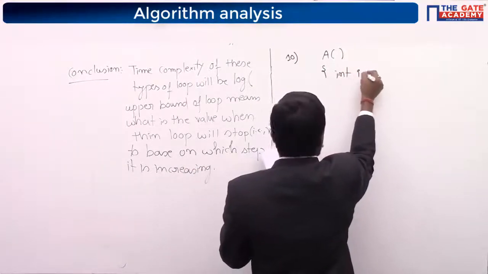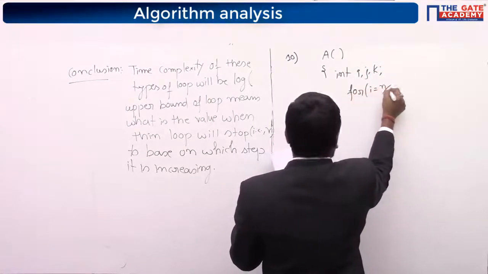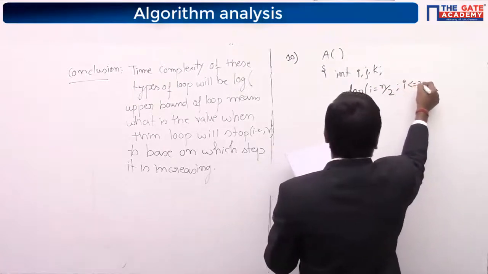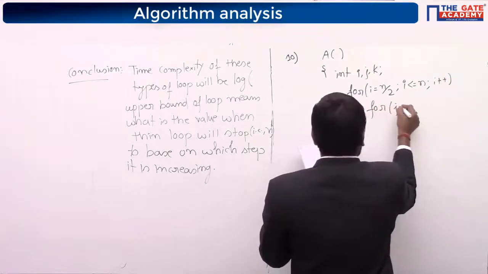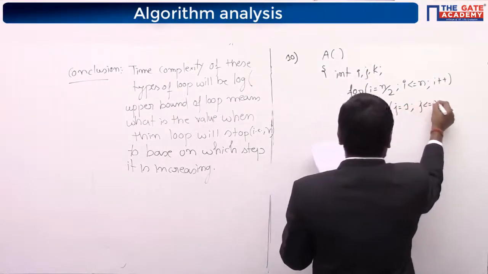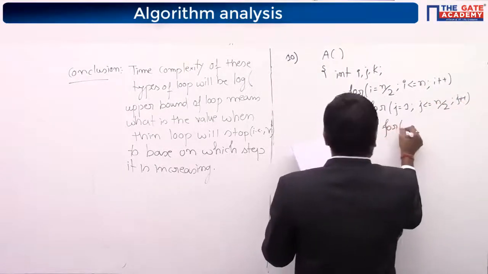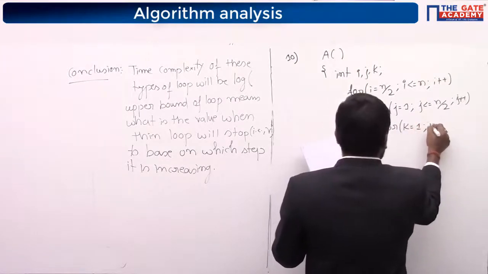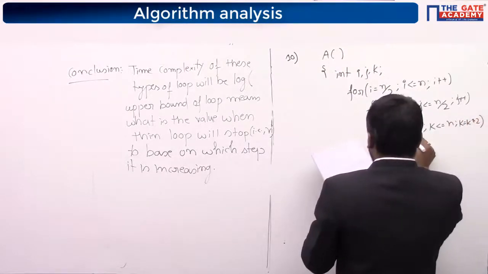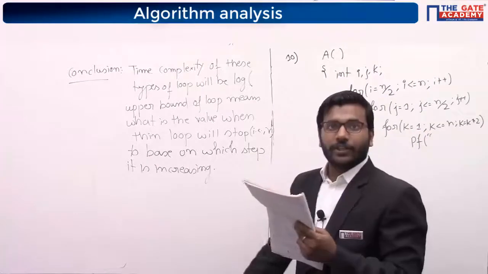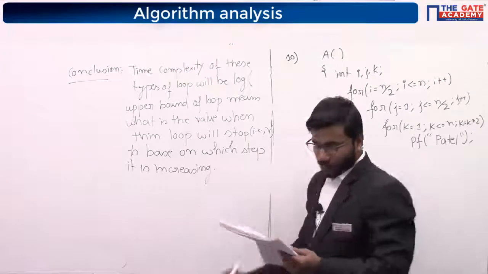Int i, j, k; for i equal to n by 2, i is smaller than or equal to n, i plus plus, then again for j equal to 1, j is smaller than or equal to n by 2, j plus plus, and again for k equal to 1, k is smaller than or equal to n, k equal to k into 2, printf. Now I will take Patel's name, Patel. So now tell me what is the time complexity of this?